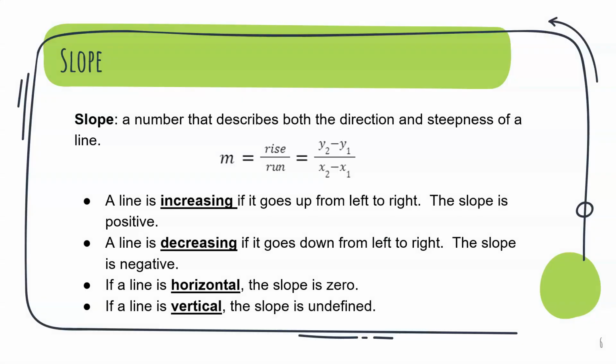So let's talk about slope. Slope is a number that describes both the direction and the steepness of a line. To calculate slope, we use the formula rise over run. Another way to calculate slope is to break that down a little bit further.